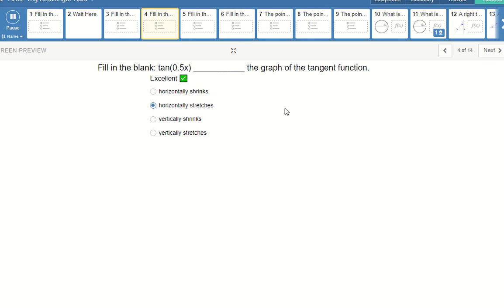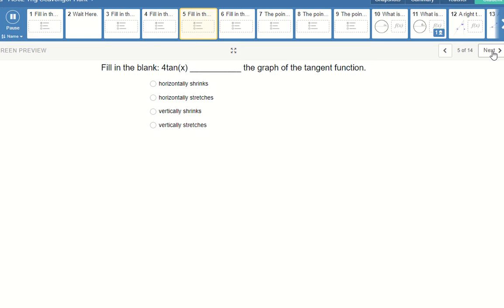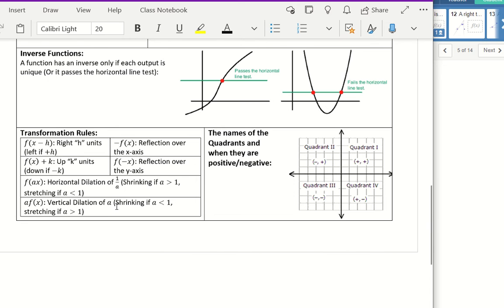And then if the numbers are outside the parentheses, like for example this one, then it does what you think it's going to do. A bigger number is going to make it bigger. And it's always horizontal when you're inside the parentheses and vertical when you're outside. So a bigger number on the outside is going to stretch it. It's going to make it bigger vertically. And that is down here, vertical dilation of A.